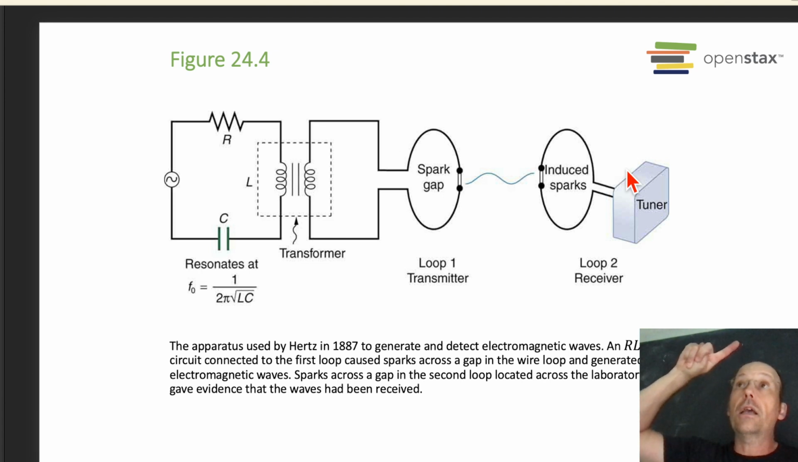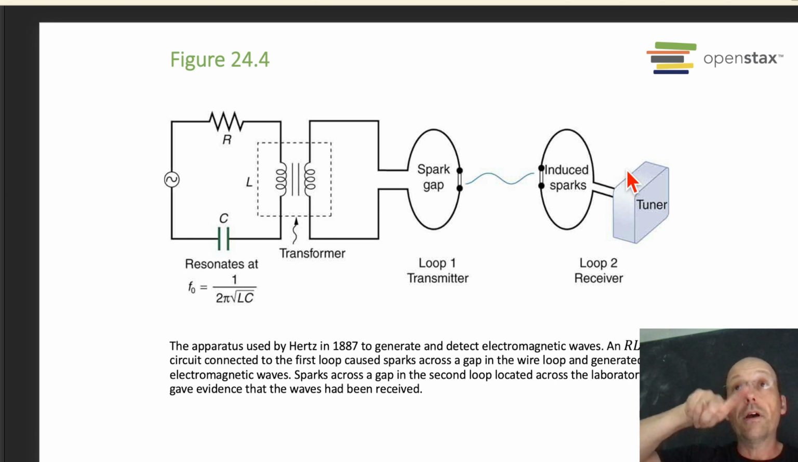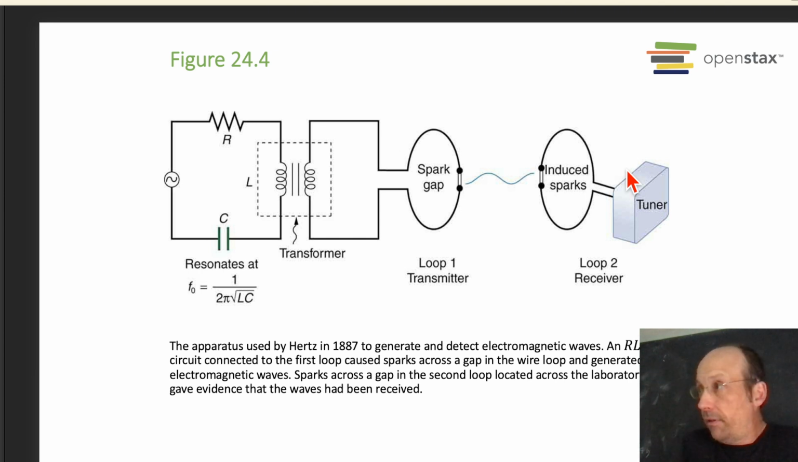Now, the key thing here is that the calculated speed of these based on Maxwell's equations is the same as the speed of light. And that's how they knew, hey, maybe this electromagnetic wave stuff is the same as visible light.